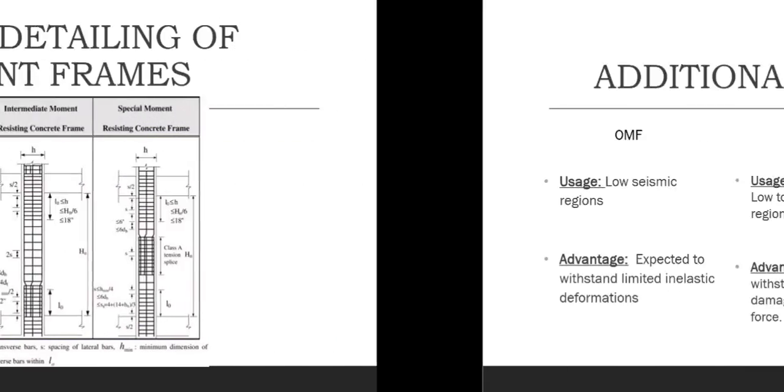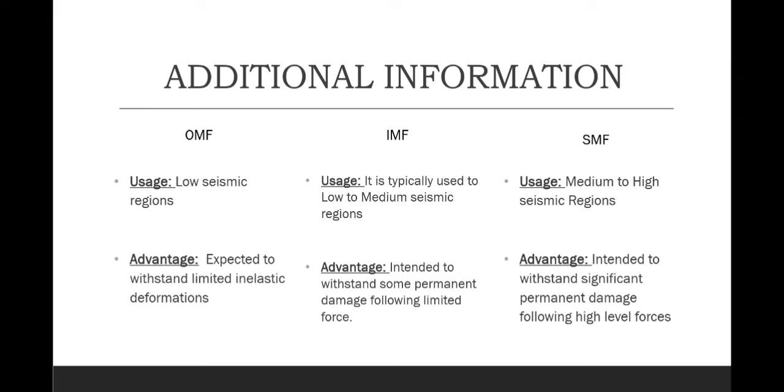For additional information, OMF is used for low seismic regions, while IMF is used for low to medium seismic regions, and SMF is for medium to high seismic regions. For the advantages, OMF is expected to withstand limited inelastic deformations, and IMF is intended to withstand some permanent damage following limited force, while the special moment frame is intended to withstand significant permanent damage following a high level of forces. So that's all.